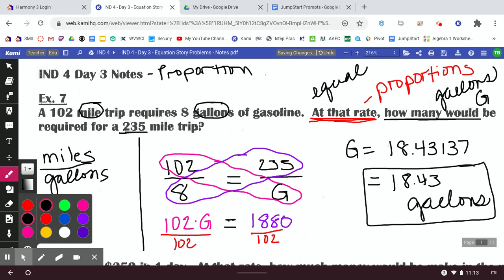But again, if it doesn't say otherwise, it makes sense that your answer can stay like this. So money could stay like this. That's easy. You could have $18.43. You can have 18.43 gallons of gas. So think about what you're answering, and can you leave it as a decimal? If you can leave it as a decimal and it doesn't say otherwise, in my class, the default is always 2 decimal places, okay? All right. Any questions on that?